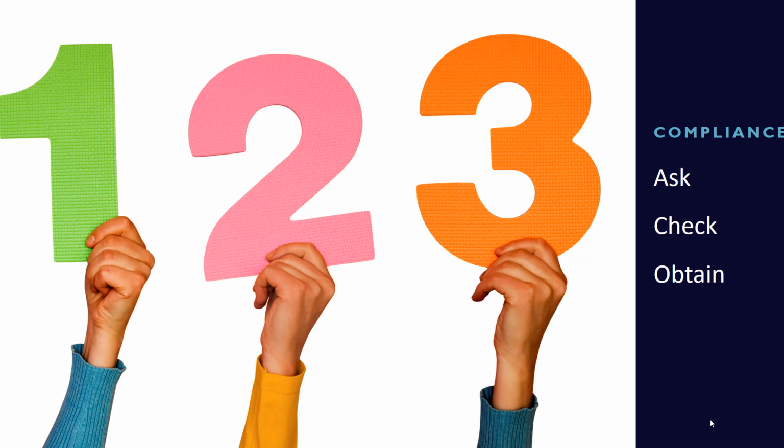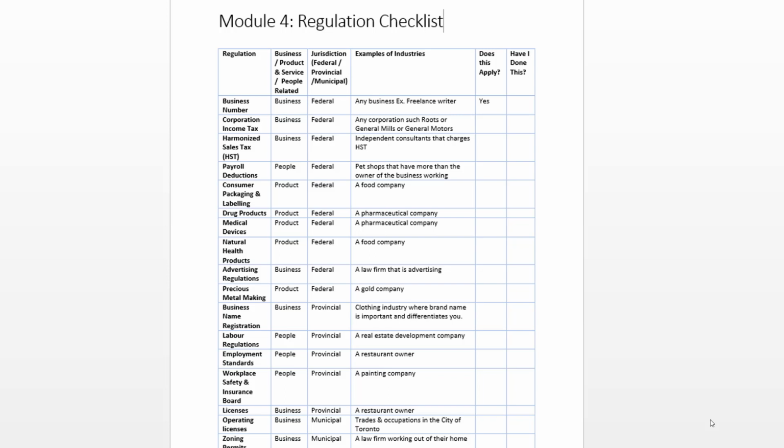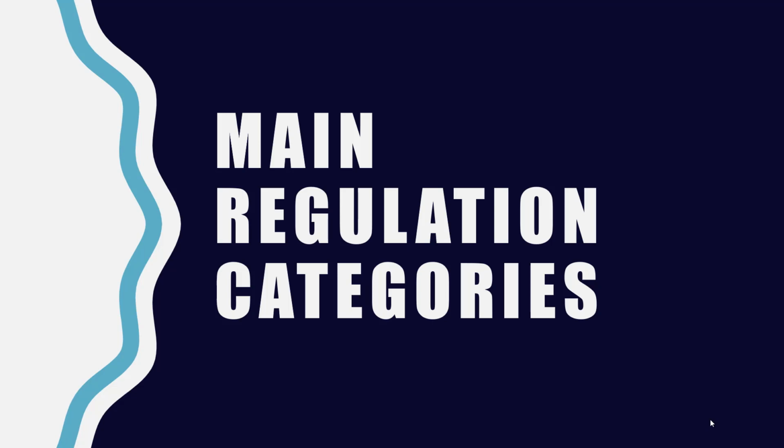Check. Learn about what paperwork and identification is needed for any licenses or filing process that is needed. Gather this information and the necessary documentation. And finally, obtain. Move forward in getting the documentation and getting this off your to-do list. There is a regulation checklist to help you in your time management and helping in ensuring that you are in compliance.